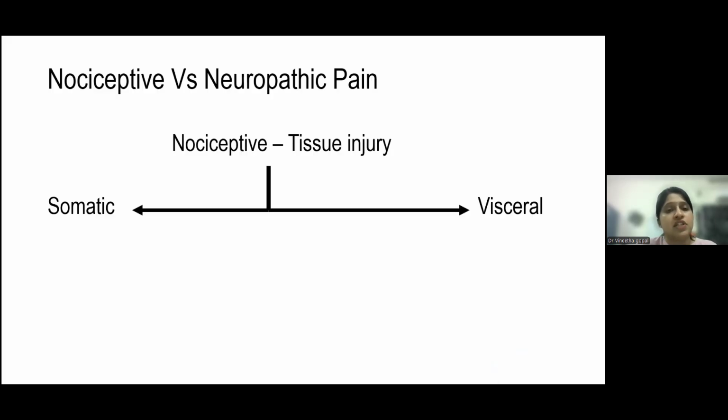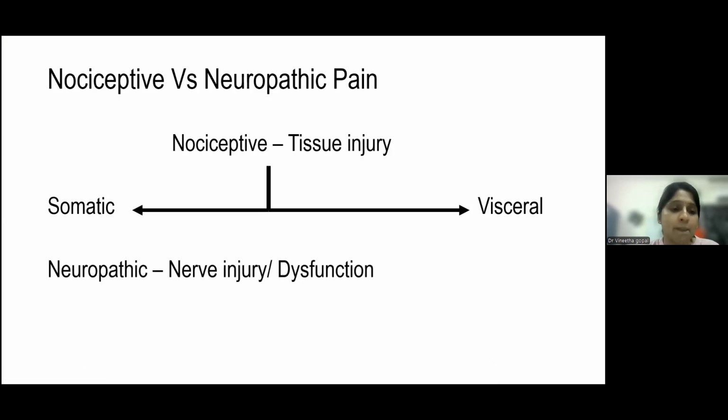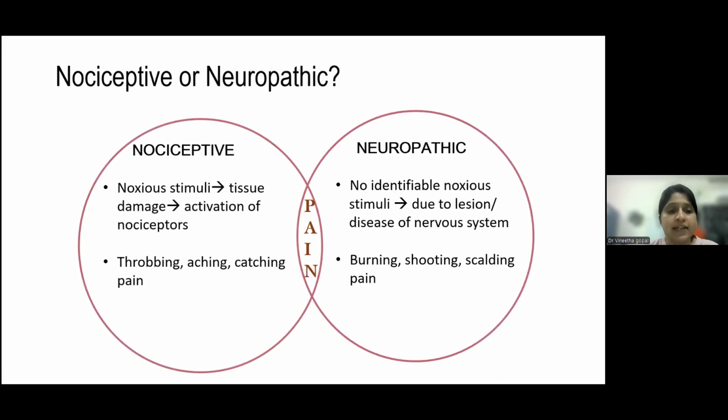Coming to nociceptive versus neuropathic pain. Nociceptive pain is caused by tissue injury. It can be either somatic or visceral pain. Whereas in neuropathic pain, there is an injury or dysfunction of the nerve itself. We should know that in nociceptive pain, the character of pain is throbbing, dull aching, catching, etc. Whereas in neuropathic pain, it will be burning, shooting, scalding kind of pain.